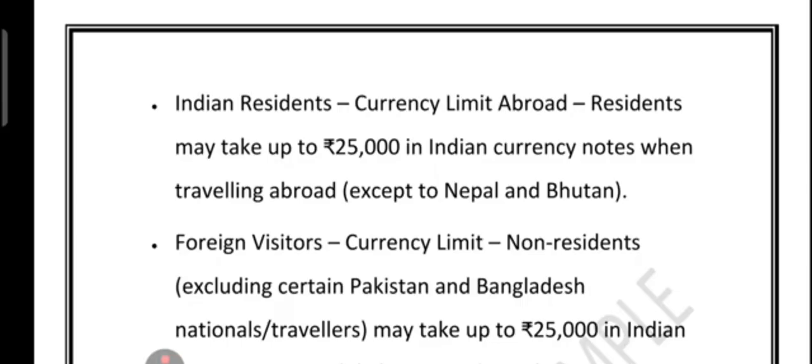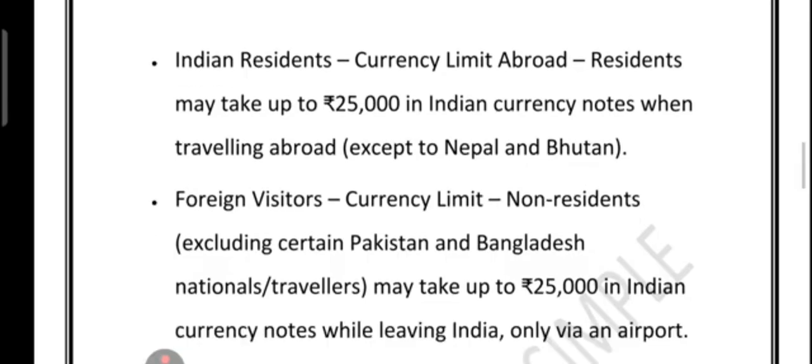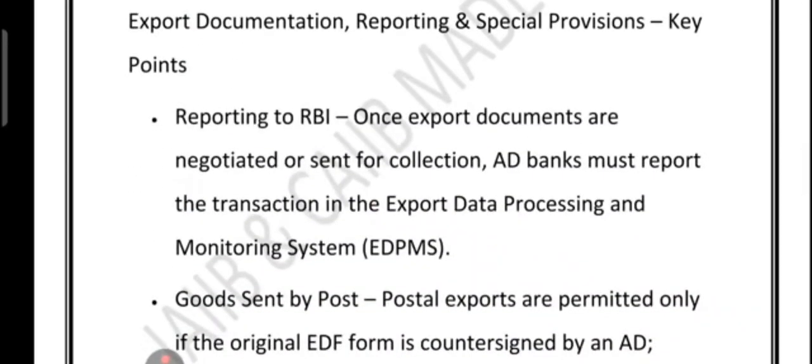Then we discussed that currency limit apply, 25,000 rupees. Remember, if you are an Indian resident, you can take 25,000 rupees in Indian currency note, right? If you are a foreign visitor, you can also take 25,000 rupees in Indian note. This is the limit. Please remember it. Now in the next slide, we talk about the export documentation.